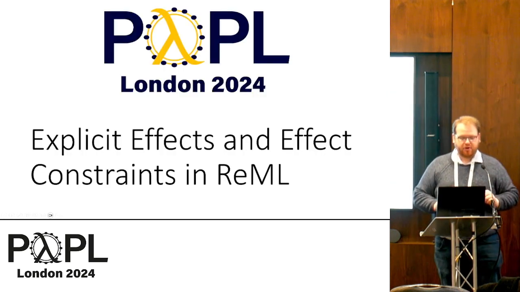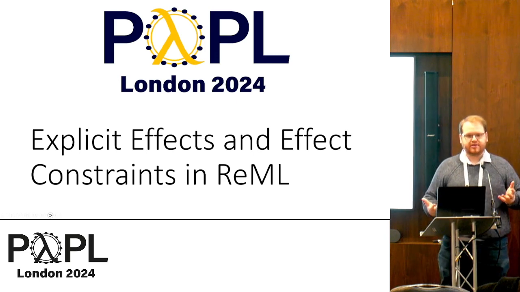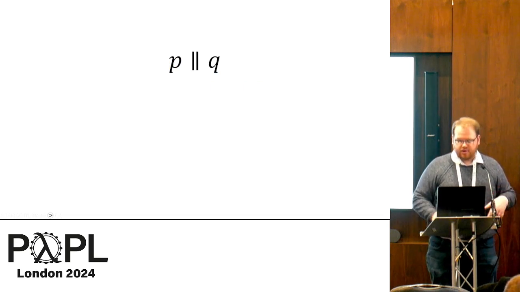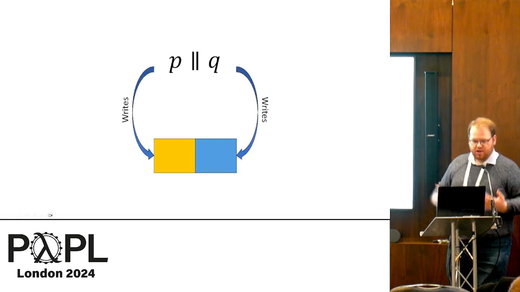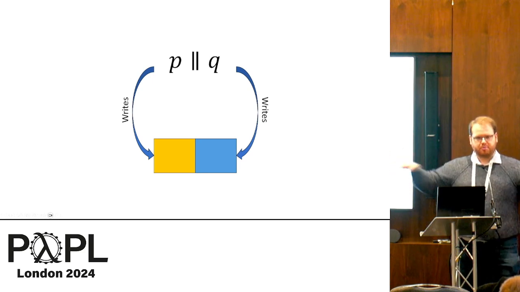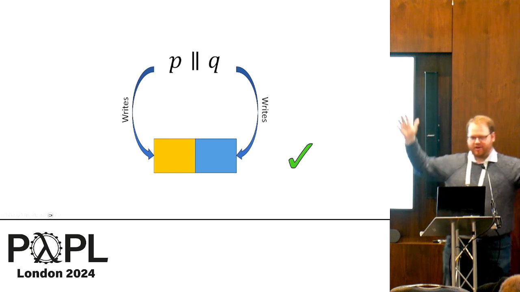The second paper is about this new language, REML, that has explicit effects and effect constraints. And REML is really concerned, to some degree, with parallel programs. If you think about parallel programs that write to memory, if you have two programs writing and reading from two separate parts of memory, everything's good, life is easy, you can just run them in parallel.